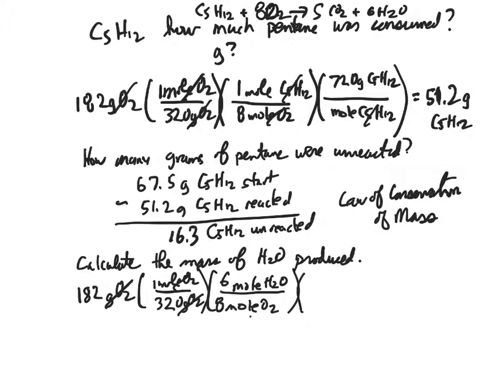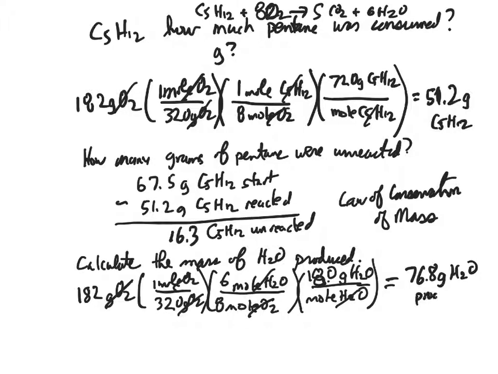Now moles oxygen cancels, and now we can convert moles water to the mass of water. It's 18 grams of water is the molar mass of water. We got that from the periodic table. So now moles divided by moles cancels. And that will give us 76.8 grams of water produced.